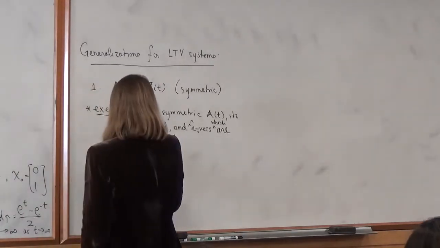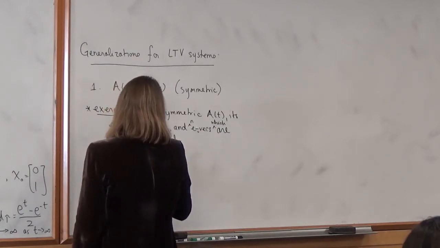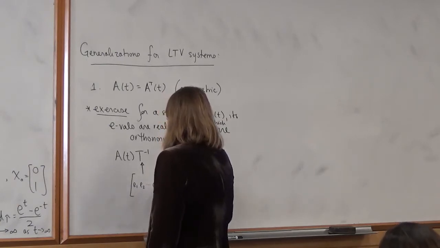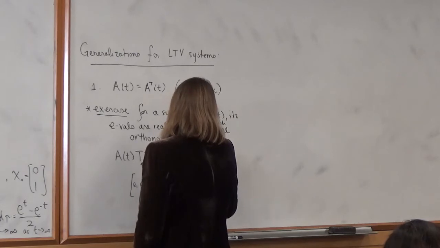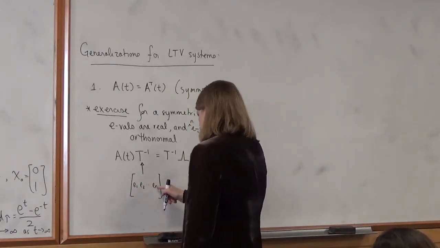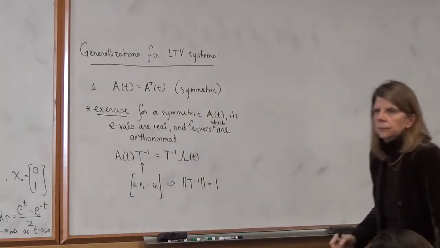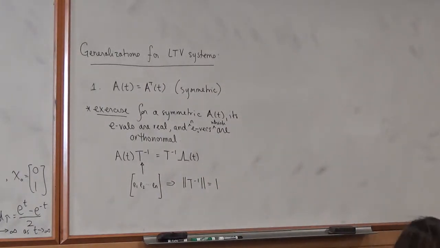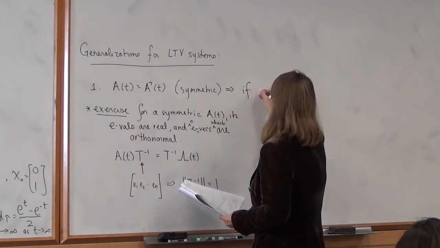And if we think about the similarity transform that takes this matrix to its diagonal form, I'm going to use the notation that we've introduced from the beginning. So T inverse is a matrix whose columns are the eigenvectors of A of t, e1 up to en. So that's equal to T inverse times a diagonal matrix. And moreover, we know that this matrix is orthonormal. That tells us that we can define these eigenvectors so that the norm of that matrix is equal to 1.